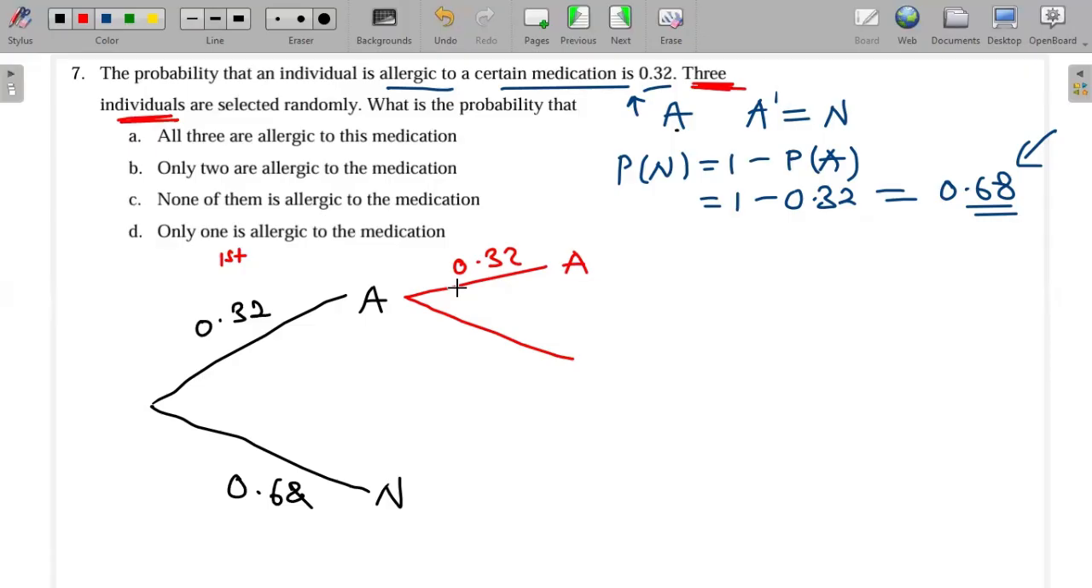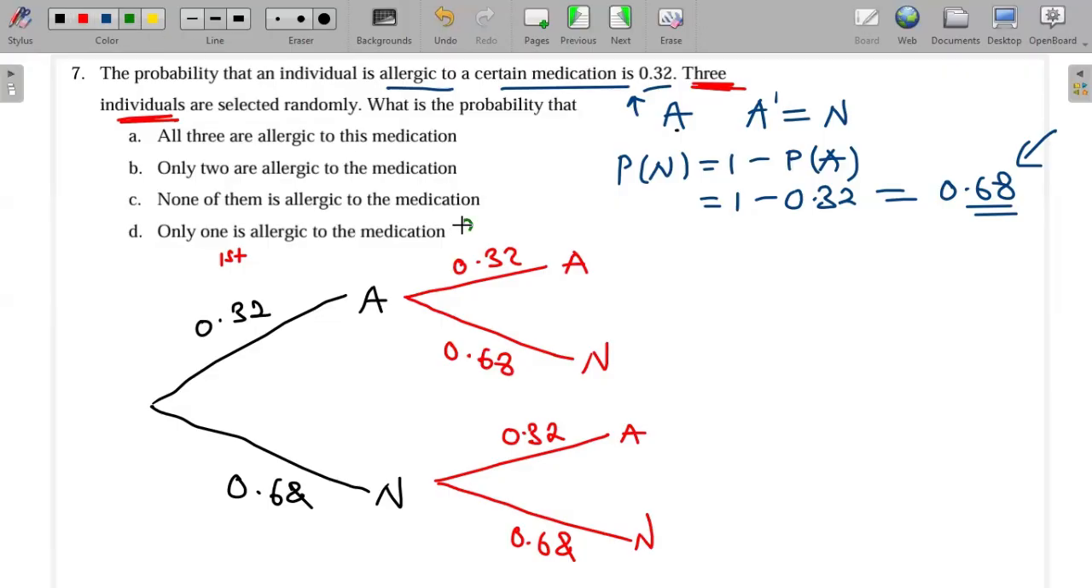So we assume they're just constant. Okay, so here it will be the probability of not allergic, which is 0.68. And here again, a similar thing: not allergic, allergic. Probability of allergic 0.32, probability of not allergic 0.68. Okay, so this one in red here is my second selection.